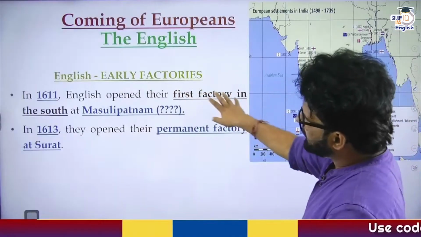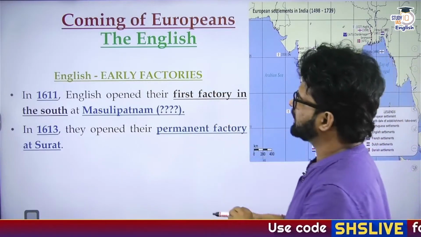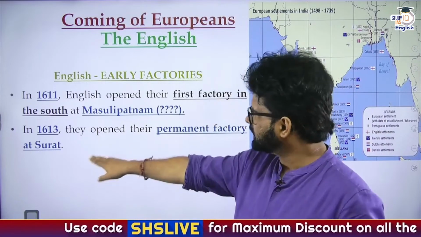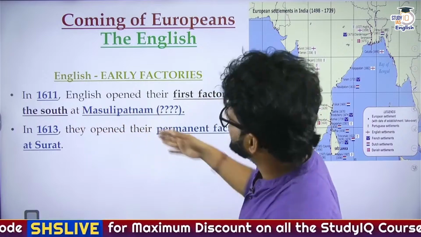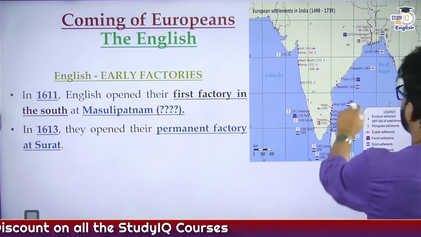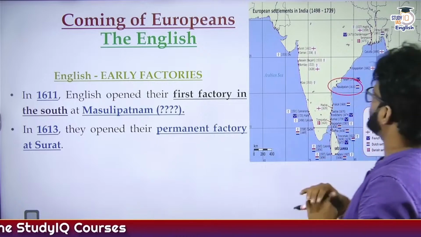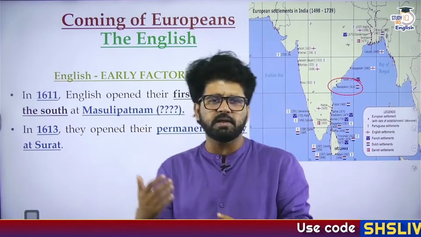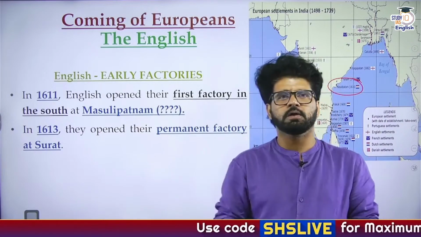So, English early factories. Here there is a question mark. We have discussed this: the first settlement they established was in 1613 at Surat. So what does this particular line mean? In 1611, the English opened their first factory in the south at Masulipatam. Everybody loved Masulipatam. Even the Dutch were there. What is so fascinating about Masulipatam? The Dutch, EIC, everybody is setting up their settlements there.